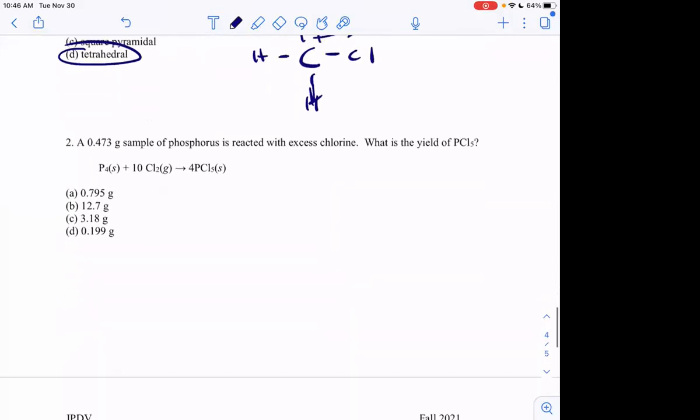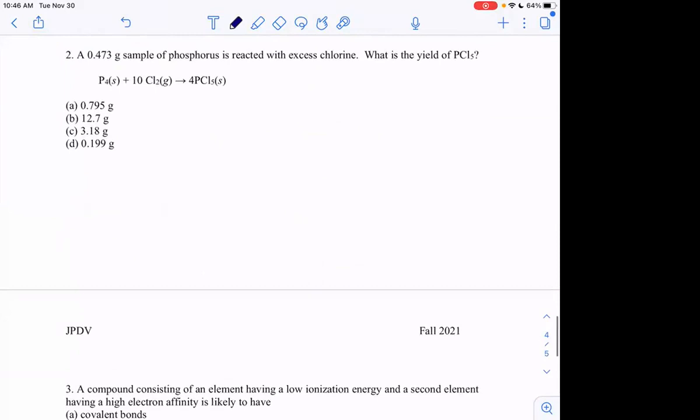All right. Now, I didn't give you molar masses here. On an exam, you would have molar masses. And obviously, I'll just give them to you right now. But a 0.473 gram sample of phosphorus was reacted with excess chlorine. So you know right off the bat, it's not limiting. What is the yield of PCl5? That's all we want to know, what's the yield. So that's kind of like the theoretical yield because this is what's on paper. That's always the theoretical yield. Actual yield is what happens in the lab. That's going to be given to you.